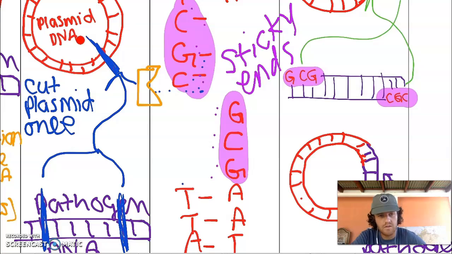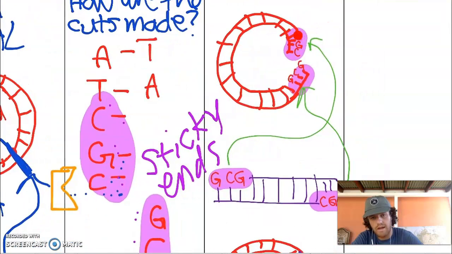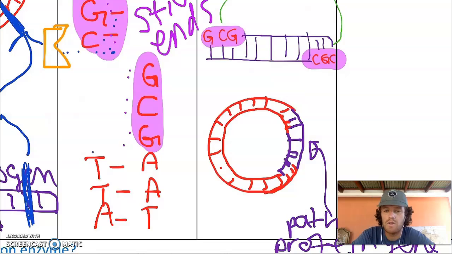So all 3 cuts, 1, 2, 3, were all made by the same restriction enzyme, meaning that their sticky ends should match up with each other as shown here. We had the sticky ends exposed on the plasmid DNA, and we also had the sticky ends exposed on our pathogen protein DNA. Because they were cut by the same restriction enzyme, those sticky ends lined up with each other, and the pathogen protein DNA was able to be inserted into the plasmid.